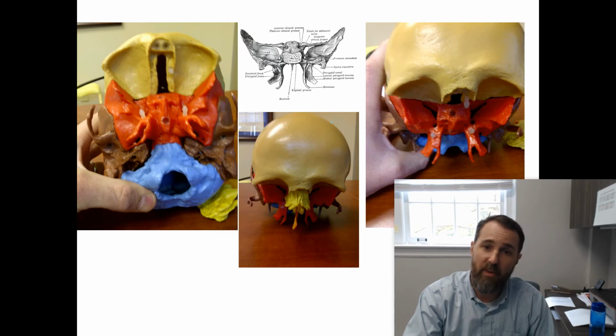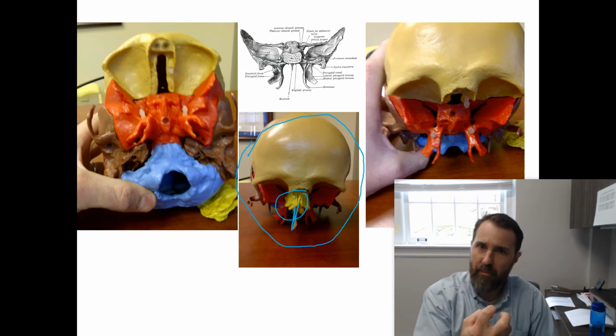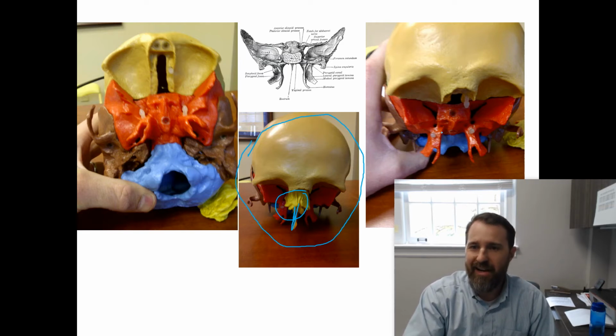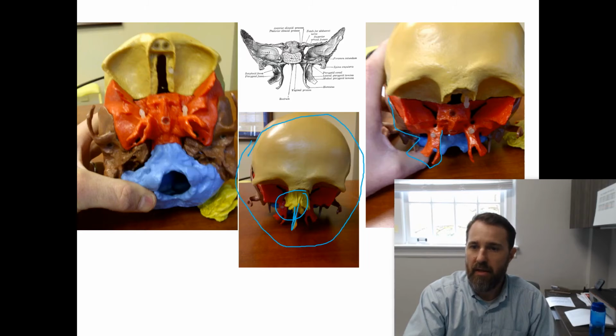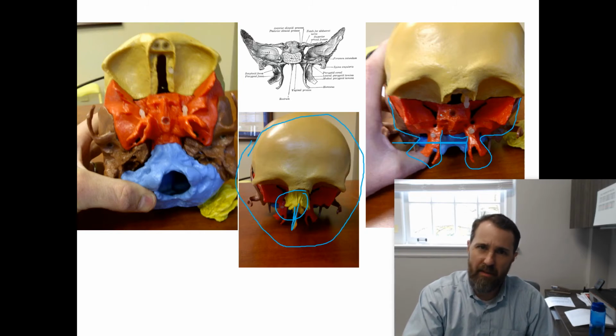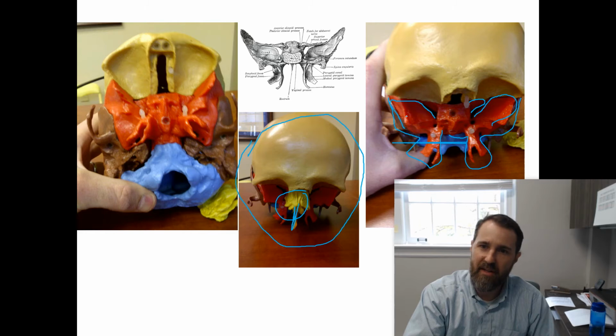So starting with the image we just left off. So here's the skull with the ethmoid in place. So there's our yellow ethmoid with the perpendicular plate. You pull off the ethmoid, and you're going to see behind the ethmoid, which is represented in red in this image, this bone. This has a corpus in the middle, which is the body, and it has greater and lesser wings. And this is the sphenoid bone.